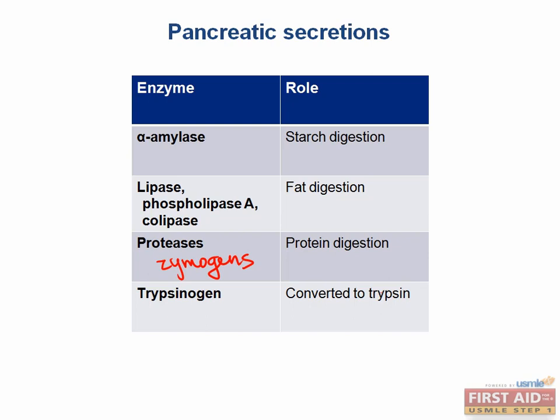The most relevant one for us is trypsin, which is secreted as trypsinogen and requires enterokinase to be converted to the active form. Enterokinase is secreted from the duodenal mucosa. Once trypsinogen is converted to trypsin, trypsin can then activate the other proenzymes, as well as more trypsinogen, so that it's a positive feedback loop.